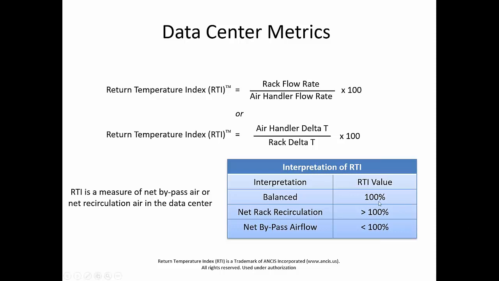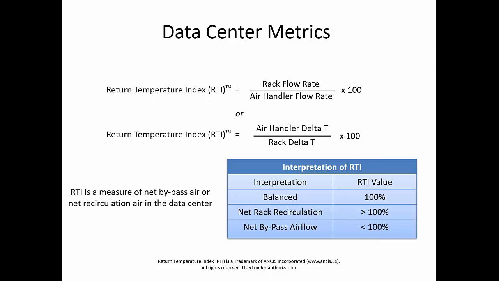So 100% is good. If you're greater than 100%, you're going to get rack recirculation. That means that you're not giving it enough air. The denominator is too small up here, and that drives the RTI greater than 100%. That's bad. So you want it less than or equal to 100, never greater, and you'd like it in the 90s. Okay, so that's RTI. That is the basic fundamental parameter that I always look at in a data center.